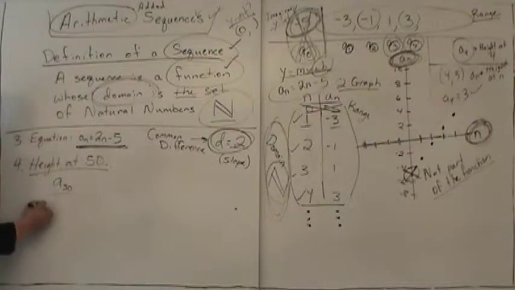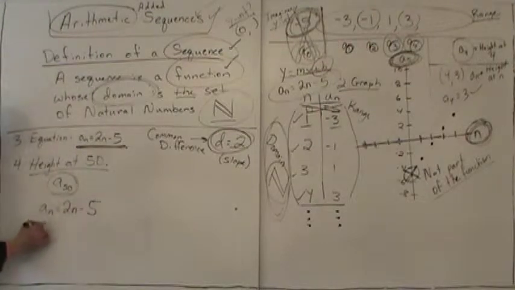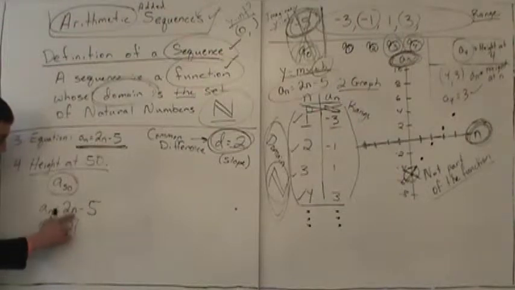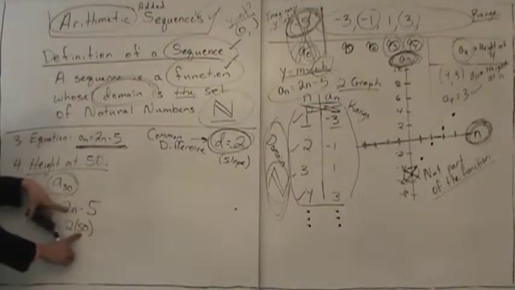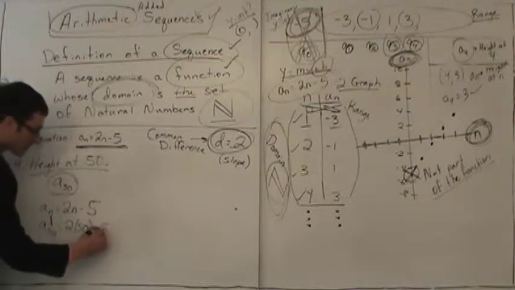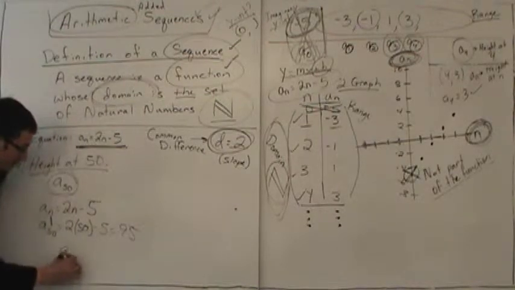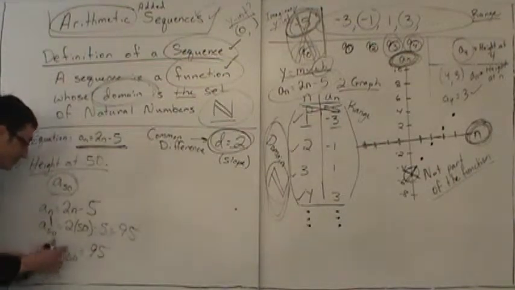Underneath height at 50, I want you to write a sub n equals 2n minus 5. This is the equation we're going to use, and we are finding height at 50. So underneath this, write a sub 50, which means height at 50. What is replacing n? 50 is replacing n, so we're going to have 2 times 50 minus 5, which is 100 minus 5, or 95. So our height at 50 is equal to 95. And we read this, but we don't write this. We read this as what?